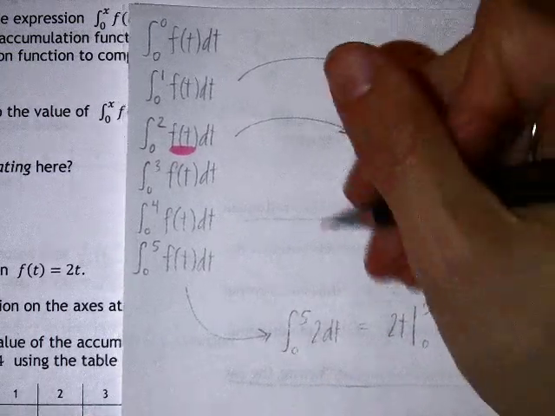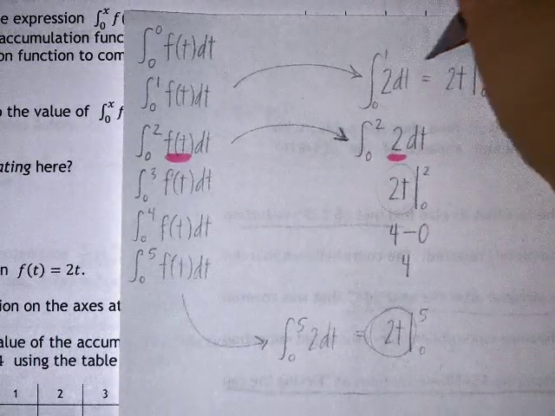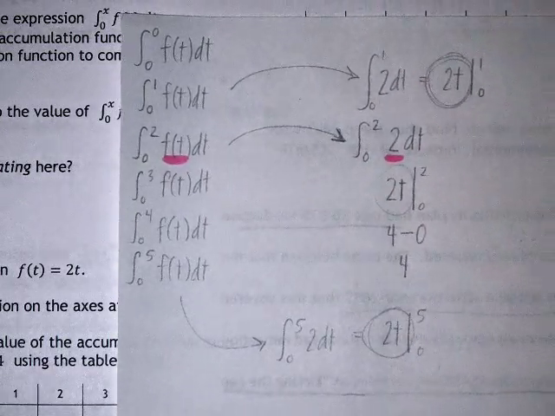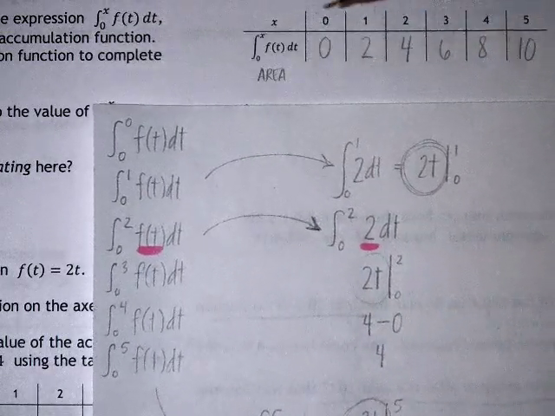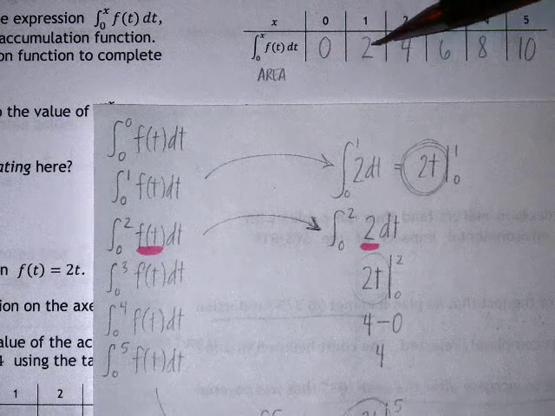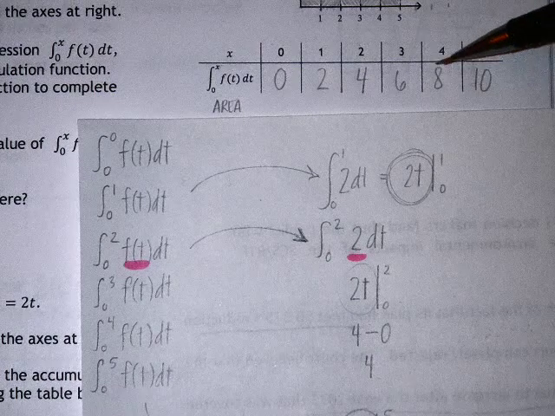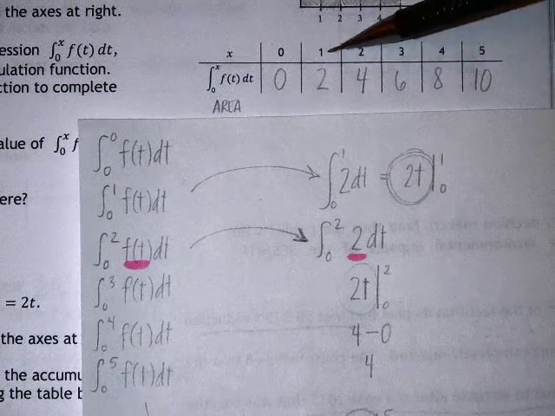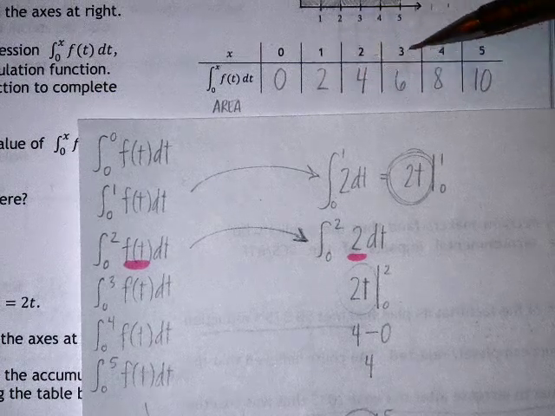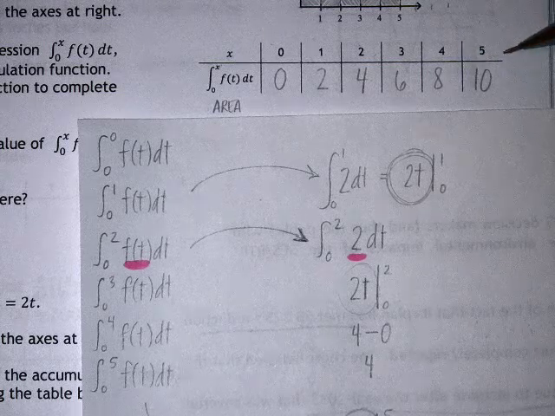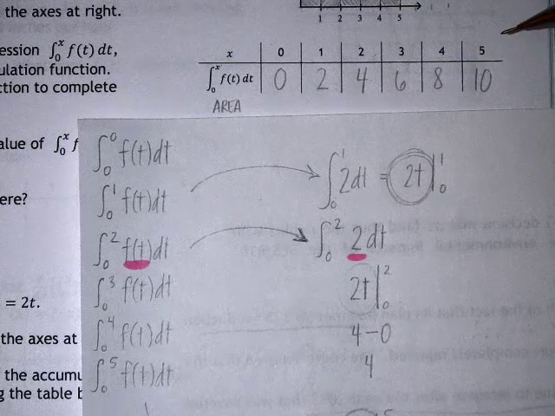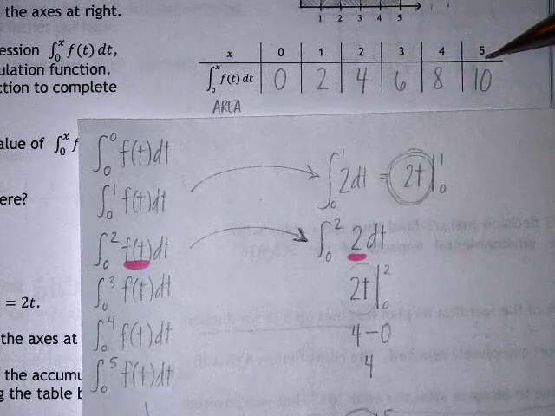So the fact that the function is always 2t is kind of useful, because notice, 2t is just double of t. That's what's been going on in this table the whole time. If t is 1, double it. T is 2, double it. T is 3, double it. T is 4, double it. T is 5, double it. I didn't have to do this as an area problem. Could have noticed that pattern.